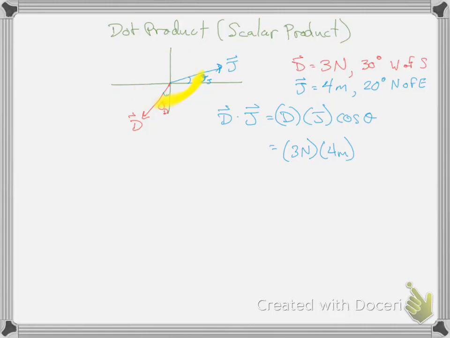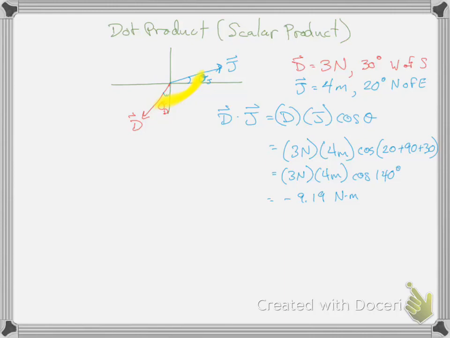So that angle there is, doing some geometry, theta D plus 90 degrees plus theta J. So it's 20 plus 90 plus 30, which is 140. So it's 3 newtons times 4 meters times the cosine of 140 degrees. It's minus 9.19, and the units are newton meters.